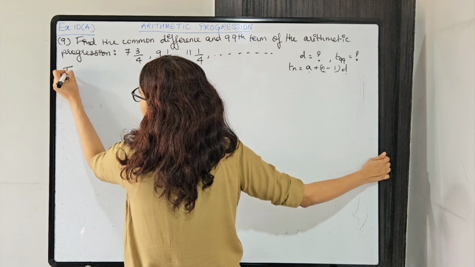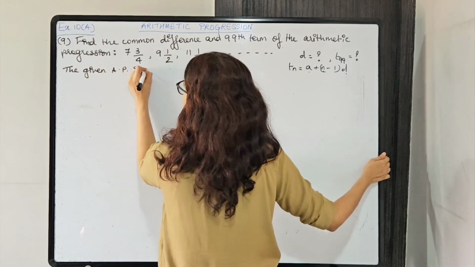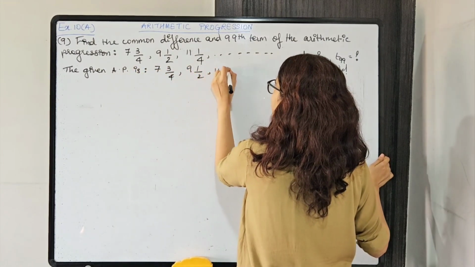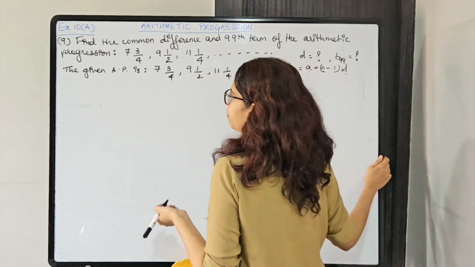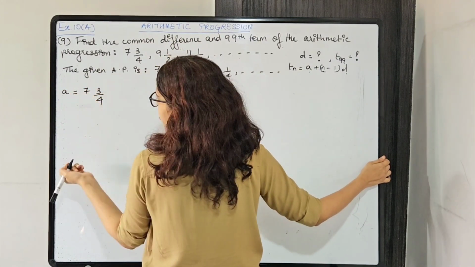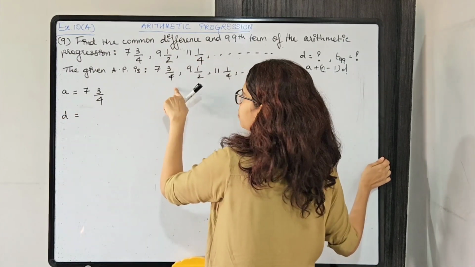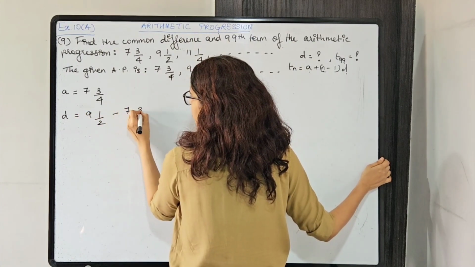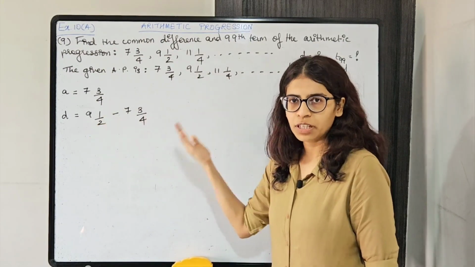So the given AP is, write down the AP. Next, we'll find out A and D. A is first term. D will be the difference between consecutive terms. So 9.5 minus 7 and 3/4. ओके, यहाँ पे पहले मिक्स फ्रैक्शन को प्रॉपर फ्रैक्शन में कन्वर्ट करना पड़ेगा.